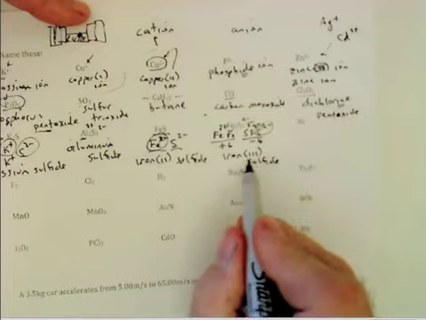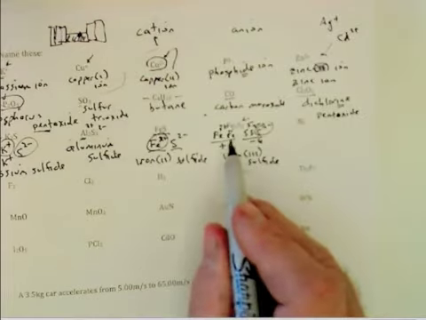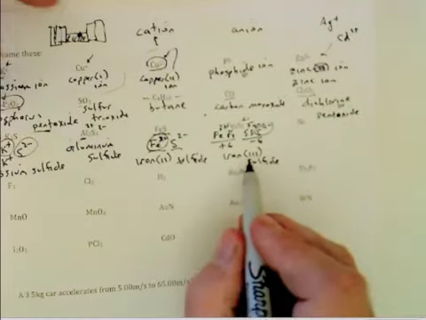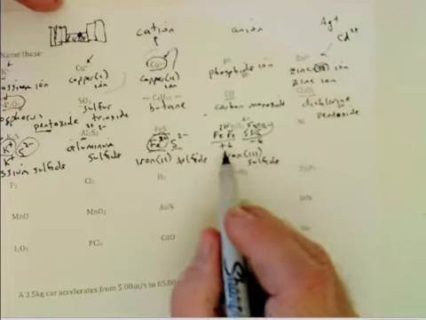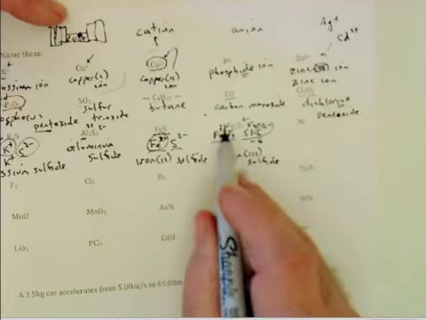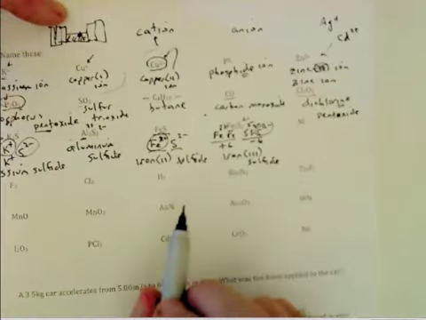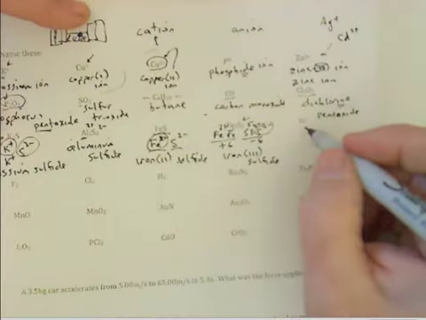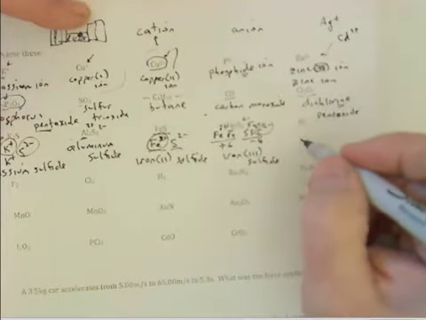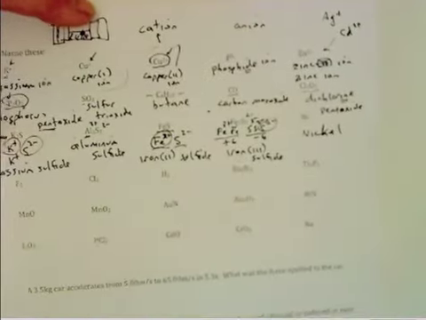Notice the 3 has nothing to do with how many irons there were. It has to do with the charge of the iron. It's like first name was iron 3, second name was sulfide. This is nickel, not stuck to anything else, so it just must be nickel. Oops, N-I-C-K-E-L. Make sure you go K-E-L because that's a common misspelling.